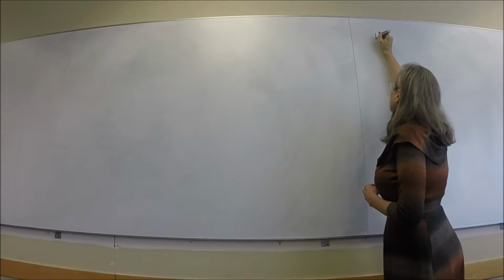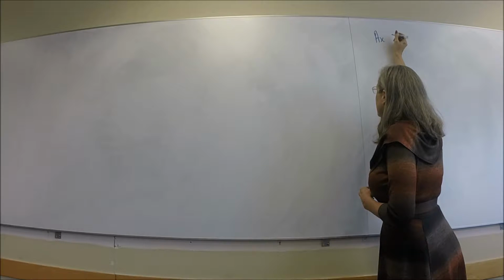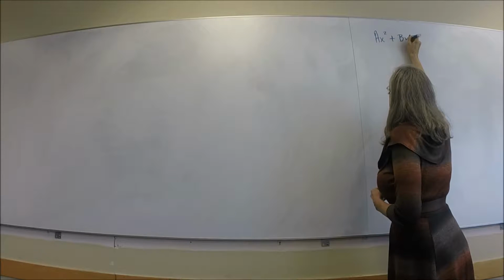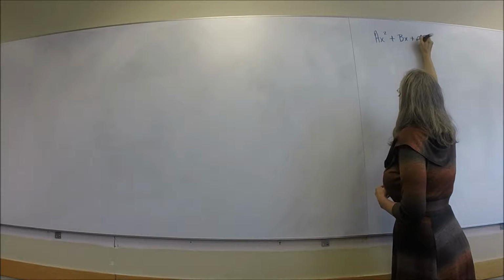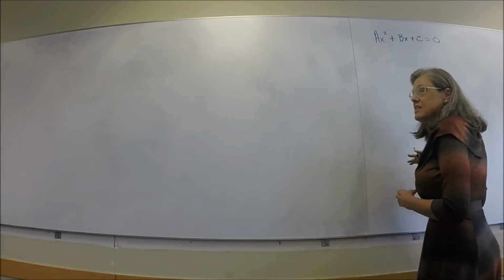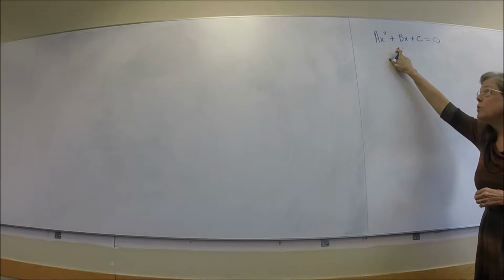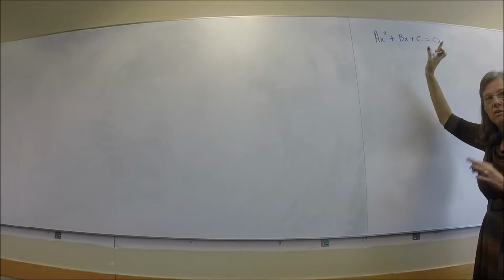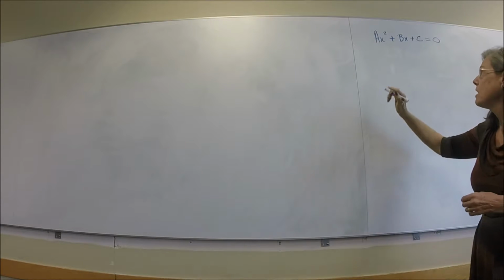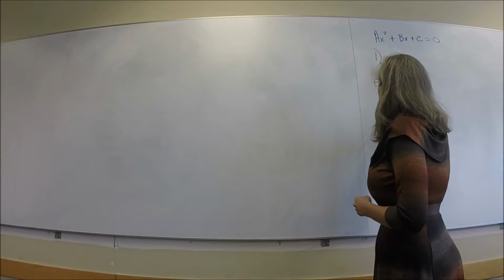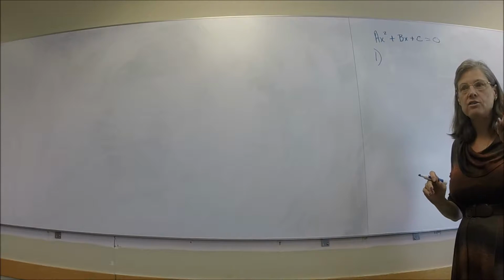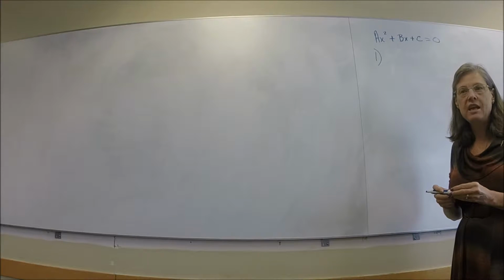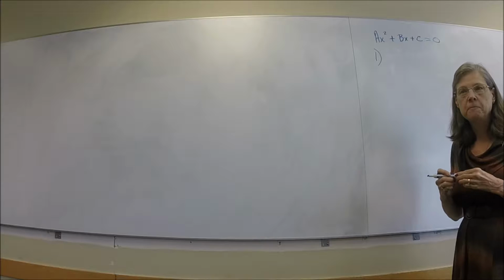Ax squared plus bx plus c equals 0. Okay, standard form of a quadratic equation. Ax squared plus bx plus c equals 0. We've been working with that all semester long. Okay? Up until now, we have had one method for how to solve this. Okay? Who can tell me what that method is? Either its name or how we do it.